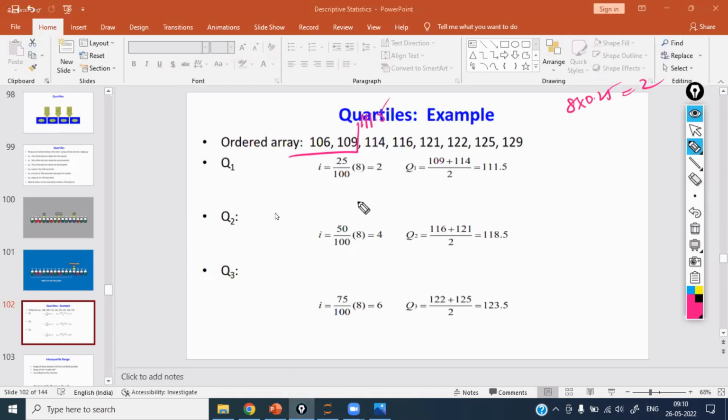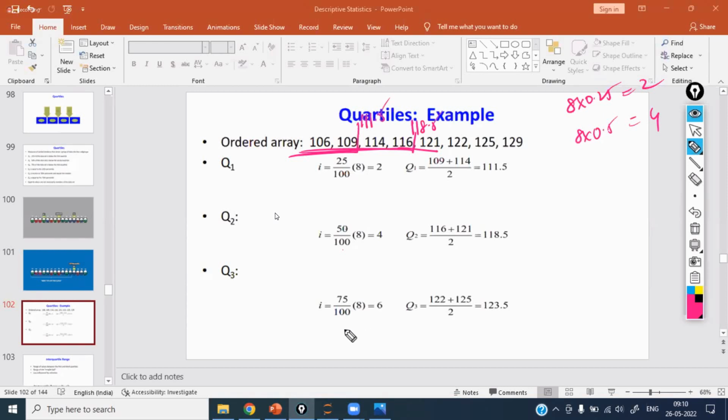Satisfied? 50 divided by 100 into 8 is equal to 4. Again, you have got a round figure. So you take the average of the 4th position and 5th position. This is 118.5. For this, 4 data points are below it. Satisfied? 8 into 0.5, 4 data points should be there. 4 data points are below this.